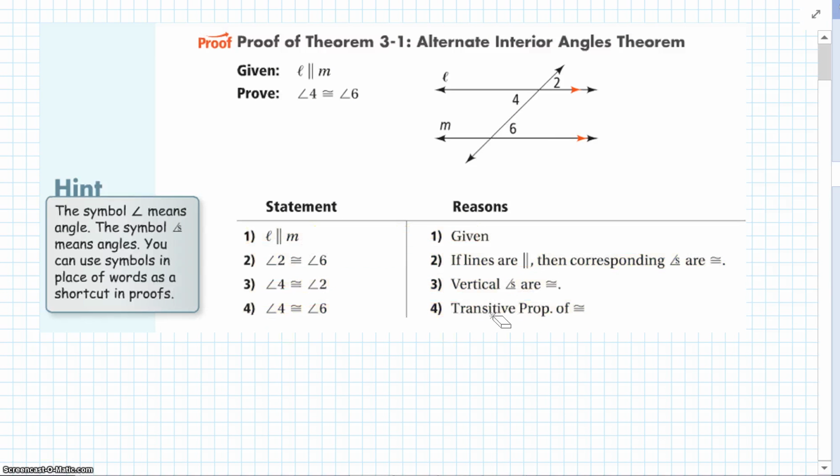So just read through that. And again, the hint to the left says the symbol ∠ means angle. The symbol ∠ with an S means angles. You can use symbols in place of words as shortcuts in proofs. Okay?